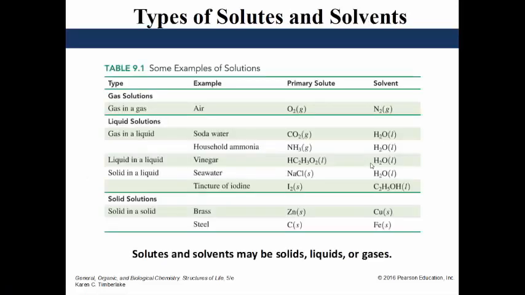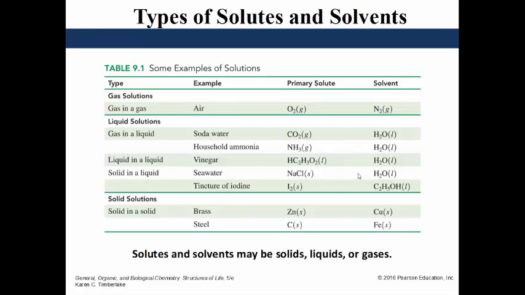All right, here's a table of some common solutes and solvents, both in a gas, liquid, and solid. For gas solutions, a gas in gas. So for example, air is a very good example. Primary solute would be oxygen, solvent would be nitrogen, because nitrogen is present in the higher amount than oxygen is in the general air. For liquid solutions, a gas in the liquid, say soda water or household ammonia. So for household ammonia, the primary solute would be ammonia, and the solvent would be water. Say vinegar, this would be primary solute, and water, primary solvent. Seawater, sodium chloride or salt, with the solute, of course, water would be the solvent.